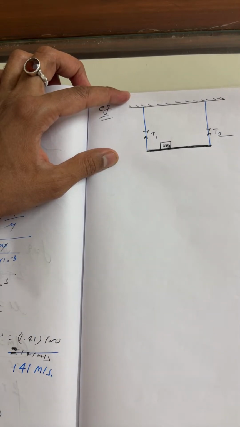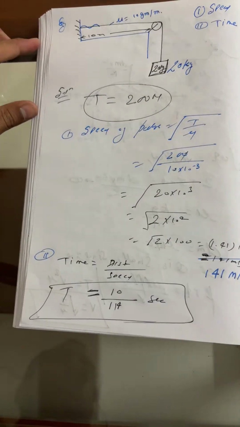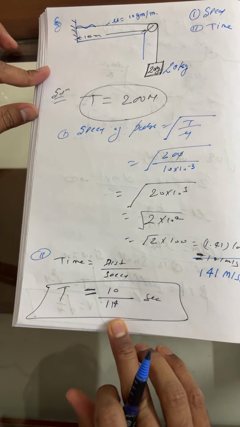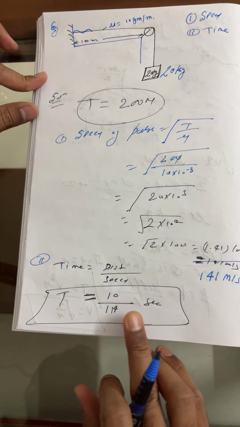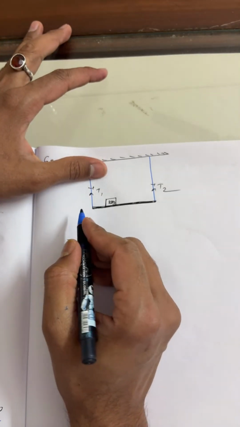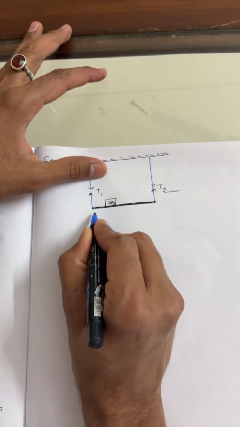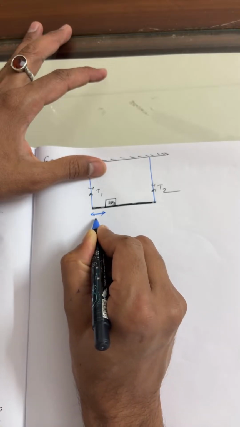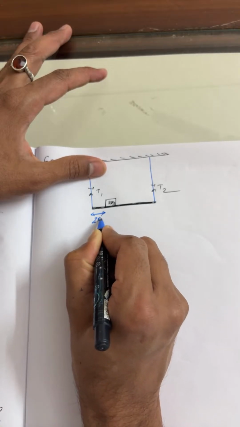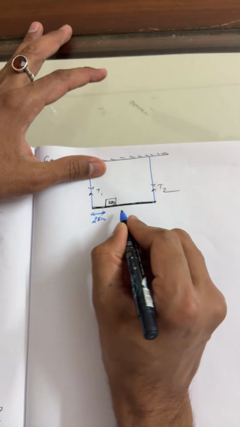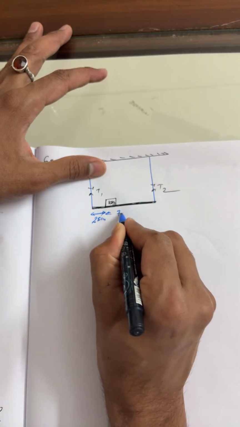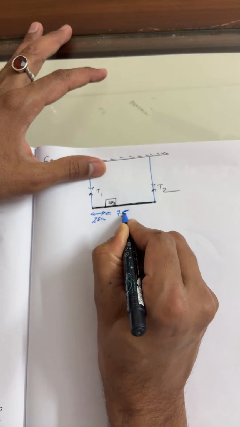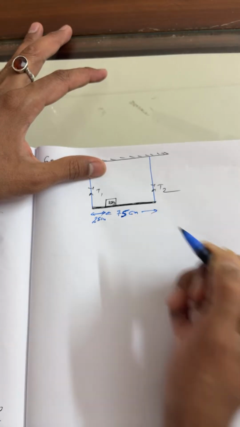No, it's correct only. See, I wrote only 10 by 141. How is it wrong? It's correct only. With respect to this system, the mass is at 25 centimeter, and with respect to this other system, it is 75 centimeter.